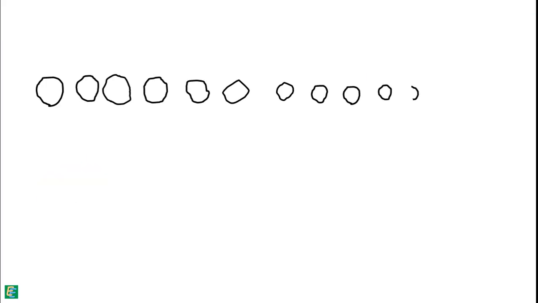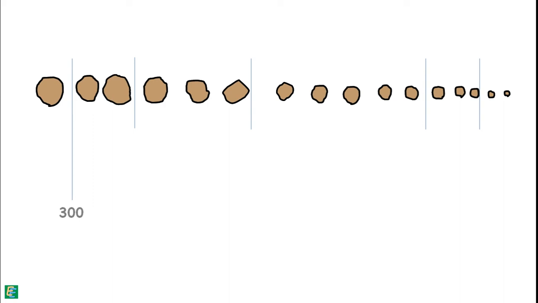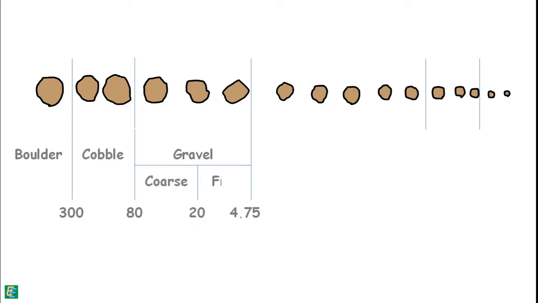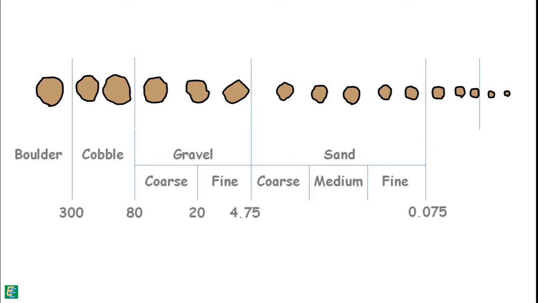The division of soil fractions purely on the basis of grain size can be shown as this. Soil particles of size greater than 300 mm are called boulders. Particles between 80 to 300 mm are called cobbles. Gravel is defined between 80 mm to 4.75 mm. Sand ranges from 0.075 mm to 4.75 mm. Silt particles have size between 0.075 mm to 0.002 mm. And clay particles are of size below 0.002 mm or 2 micron.